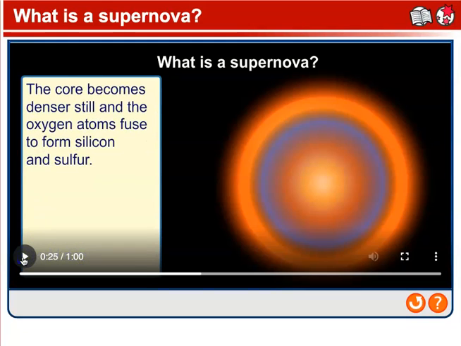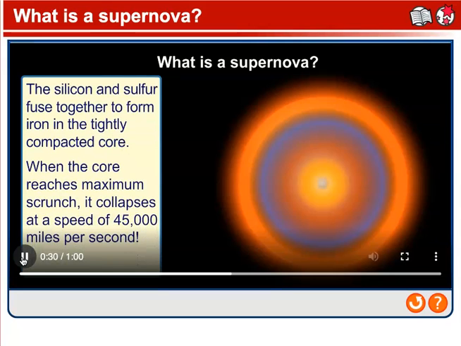The core becomes denser still, and the oxygen atoms fuse to form silicon and sulfur. The silicon and sulfur fuse together to form iron in the tightly compacted core. When the core reaches maximum scrunch, it collapses at a speed of 45,000 miles per second.